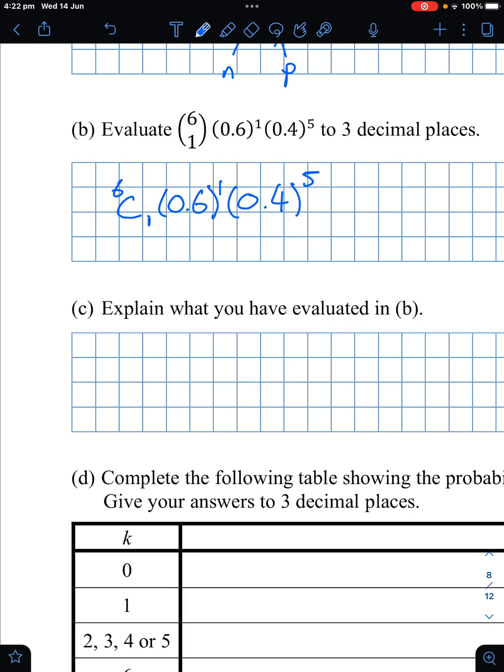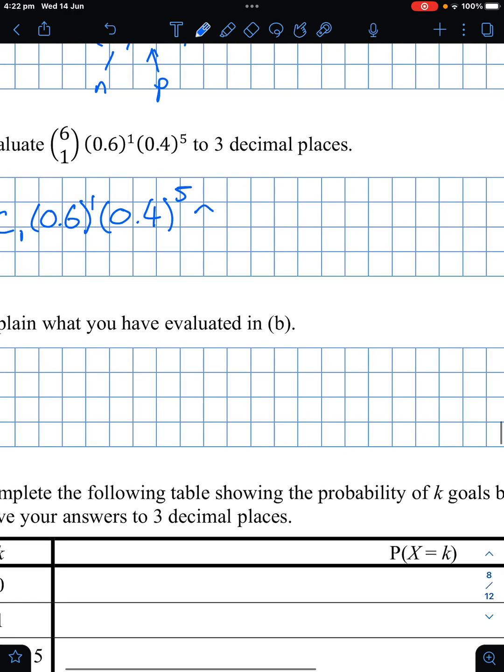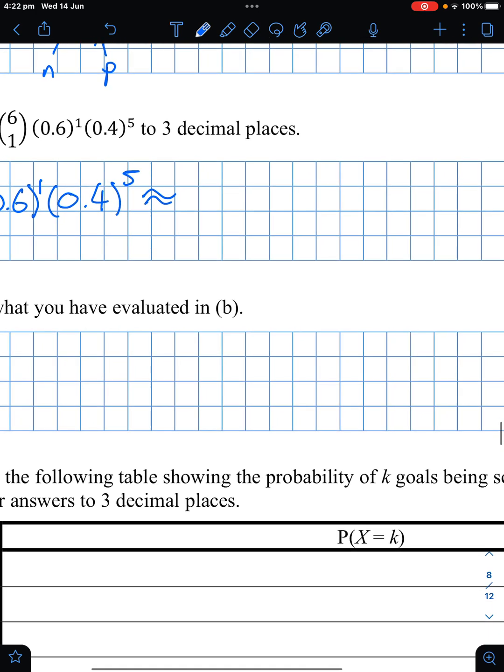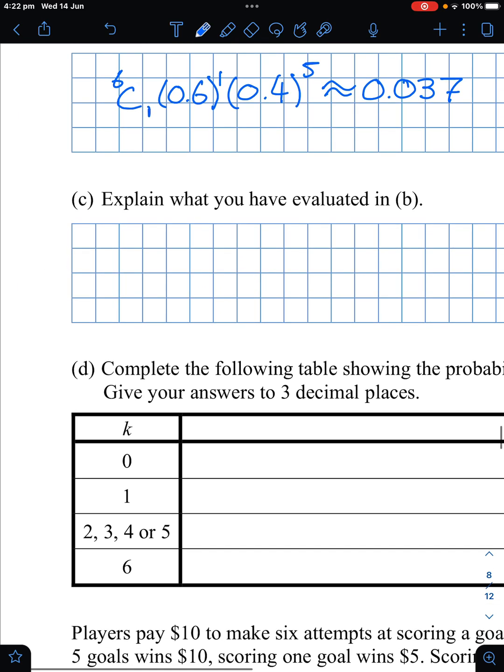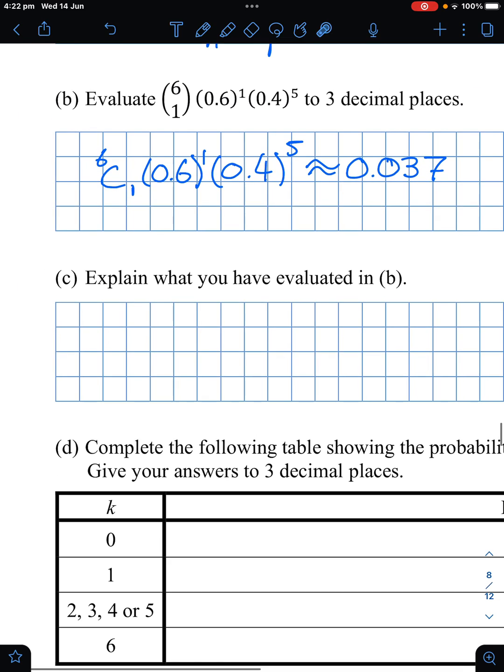And this, I wouldn't have typed this in because it's only worth 1 mark. I would have just put this in my calculator and I would have got 0.037. Okay, the next bit, explain what you have evaluated in P.